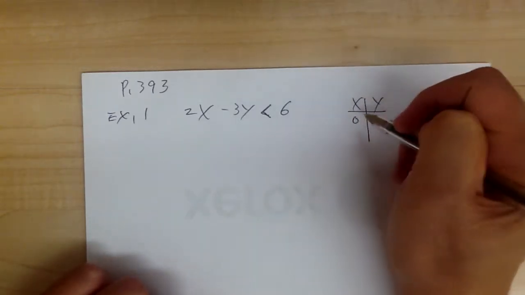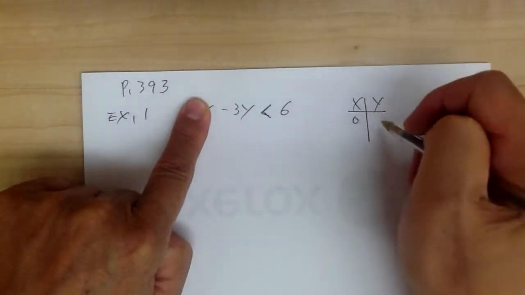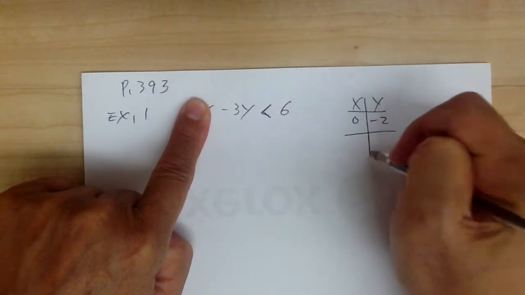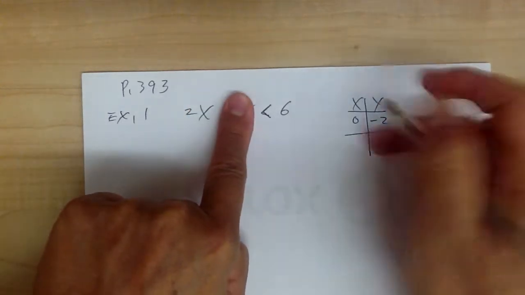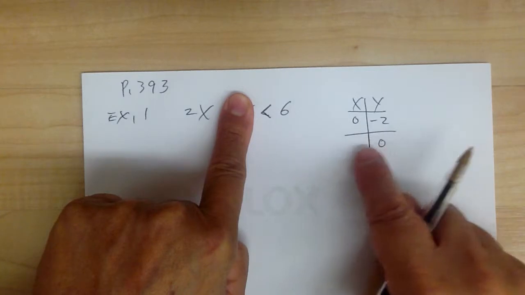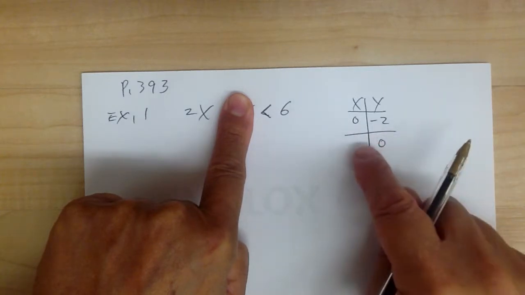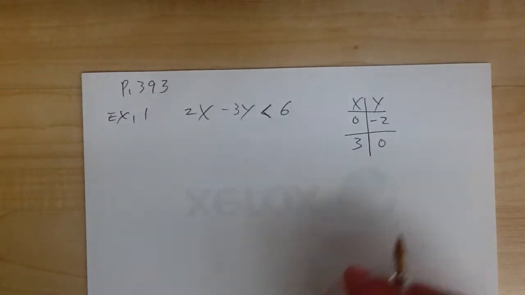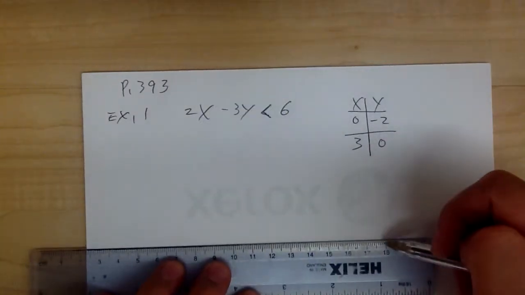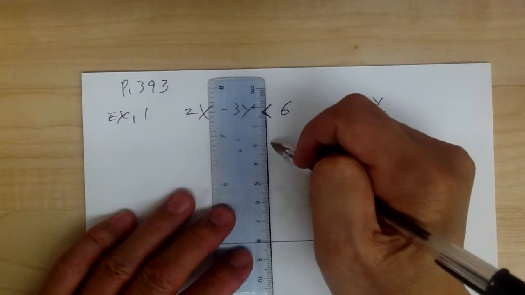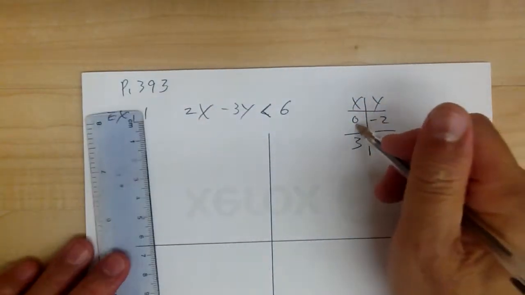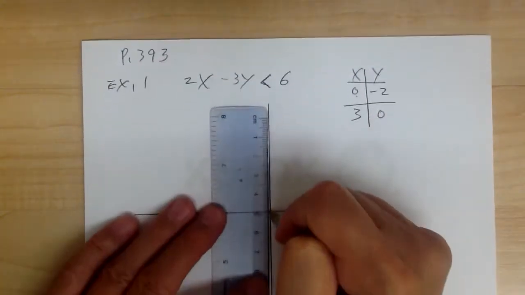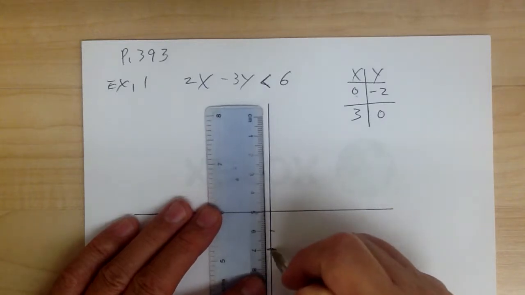If you take x equal to 0, you're going to get y equal to -2. Then you set y equal to 0. You can treat this as an equal because you're looking for the point on the boundary line. So x equal to 3. Now when you're going to graph, the first point is 0, -2. So 0, -2 over here.